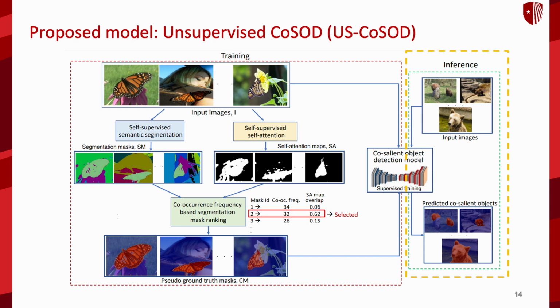During inference, we simply pass the images in the test image group through the trained model to obtain the final predictions. Note here that our model only uses the self-supervised component models such as STEGO and DINO during training to generate the pseudo labels, but not during inference.